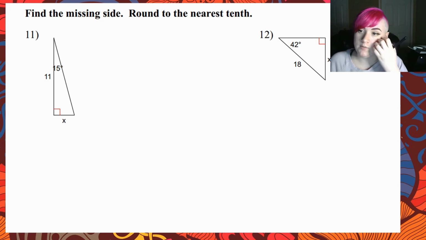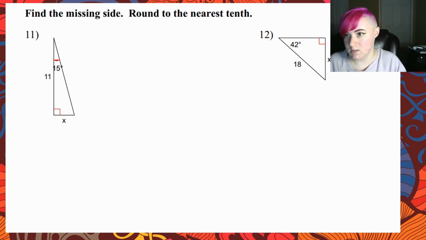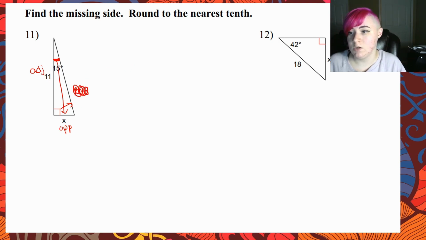So if we look at number 11, we'll start out by marking the angle we've got. You can see this 15-degree angle here is the one we're looking at. Then we can label the sides. Across from the right angle is the hypotenuse. Across from the angle we're looking at is opposite. And then the side directly touching our angle that is not the hypotenuse is going to be the adjacent side. So we have the adjacent and the opposite. We don't have the hypotenuse. So TOA. The only one without hypotenuse is going to be tangent.